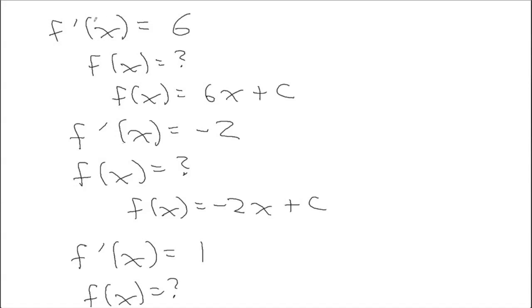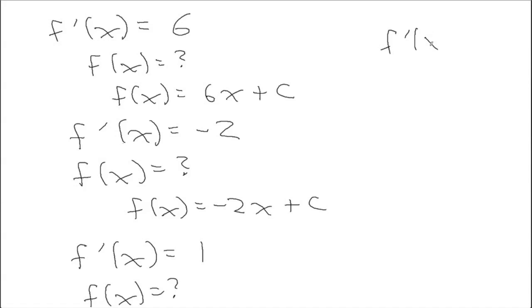Okay, that's right. So the graphical interpretation of the derivative is it tells you the slope of the tangent line to the function. Now, this is a kind of a weird derivative because the derivative is constant. Most derivatives are not constant.